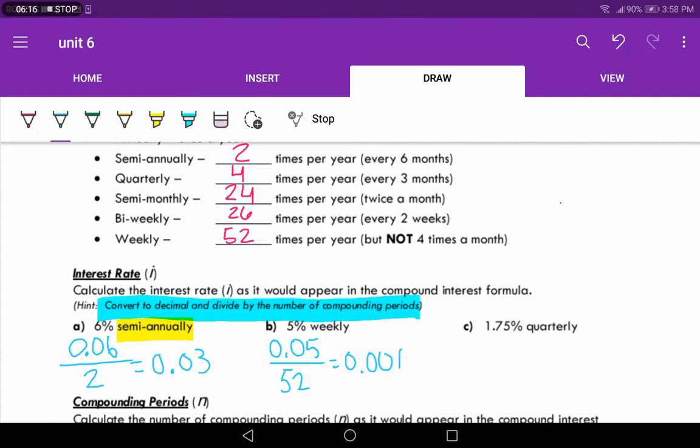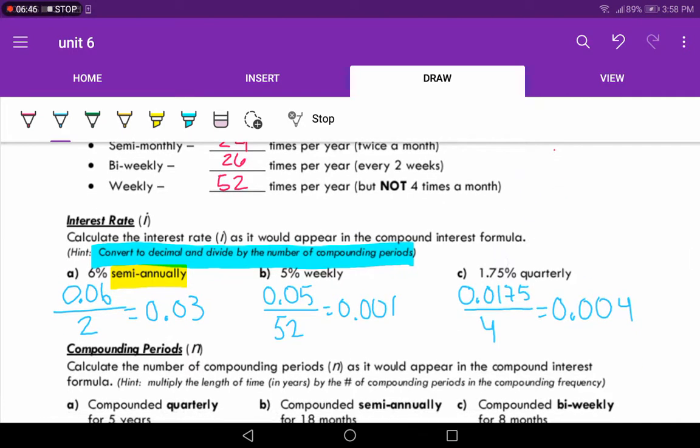Okay, and lastly, 1.75% quarterly. So convert to a decimal first. Move that decimal point 2 places to the left. And then divide by the amount of compounding periods. Quarterly means there's 4 periods, so we're dividing by 4. That means our interest rate for each of these compounding periods is 0.04.